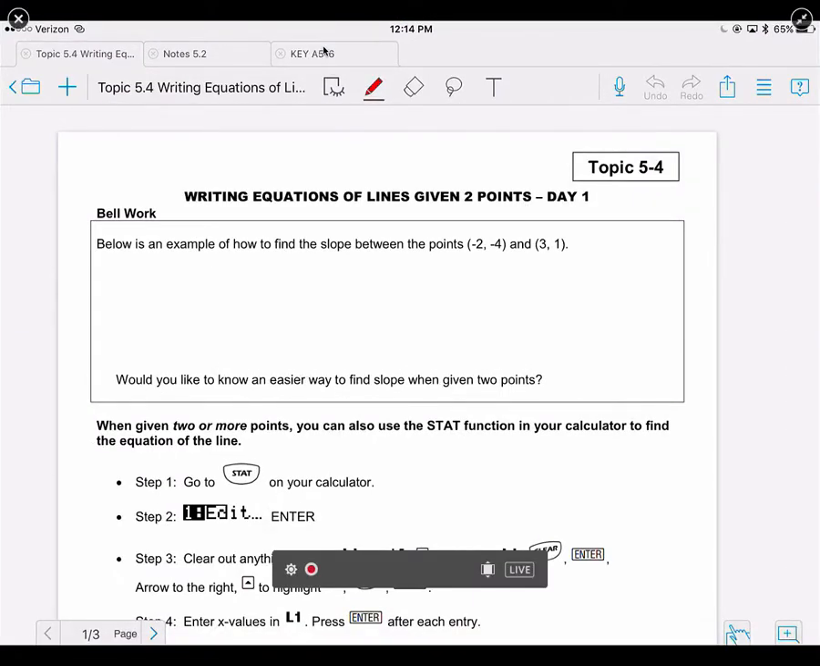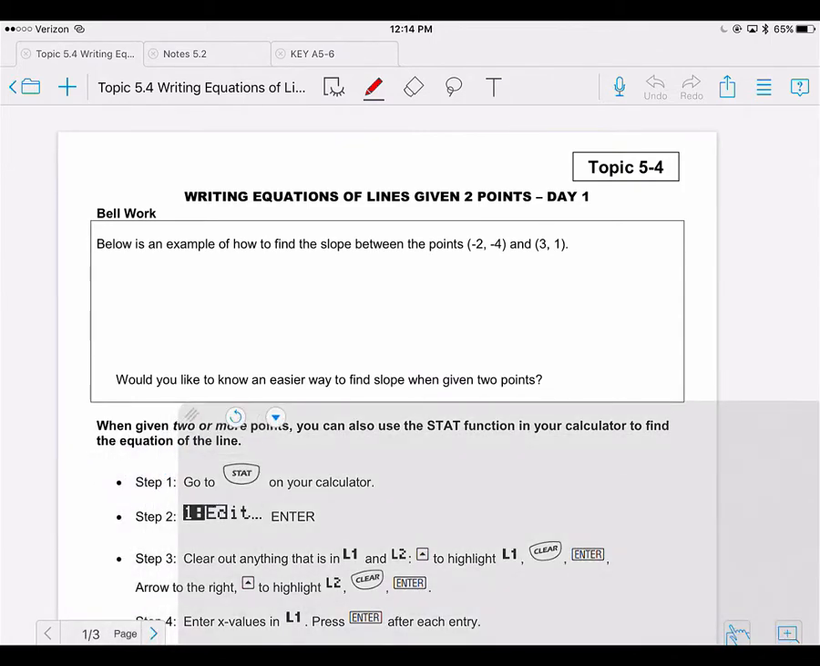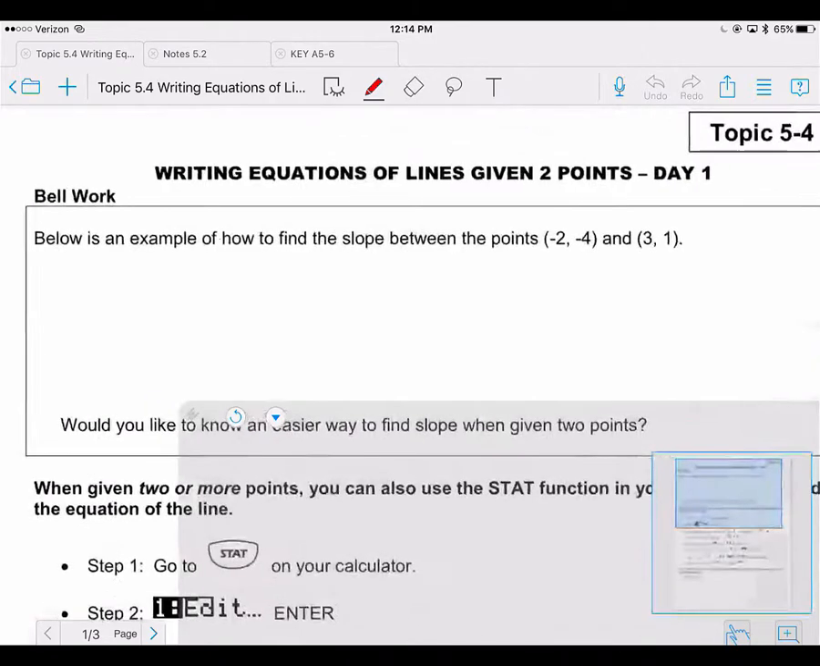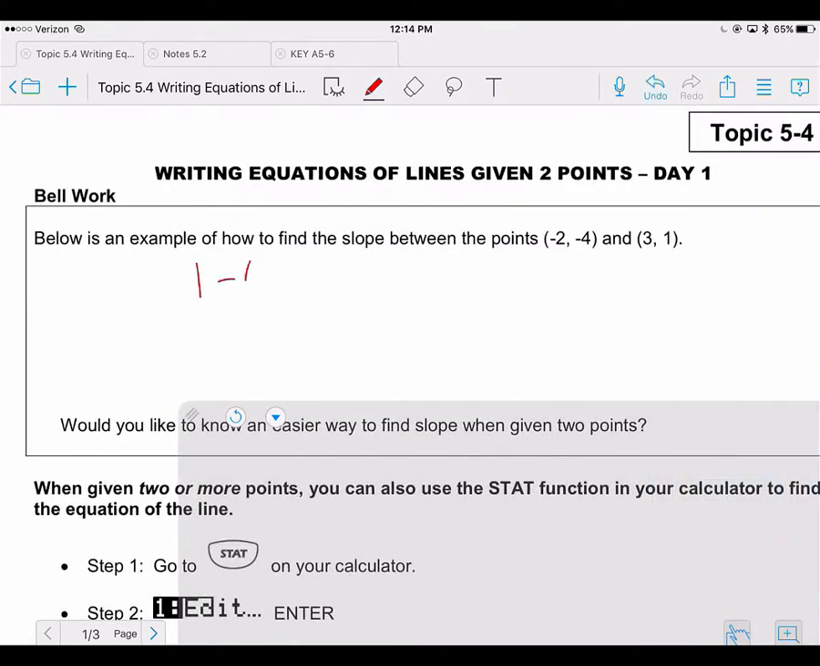This video is for topic 5-4, which is writing equations of lines given 2 points on day 1. The Bell work says below is an example of how to find the slope between these points. So this would be our example.